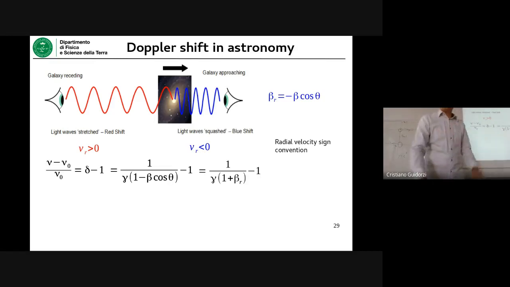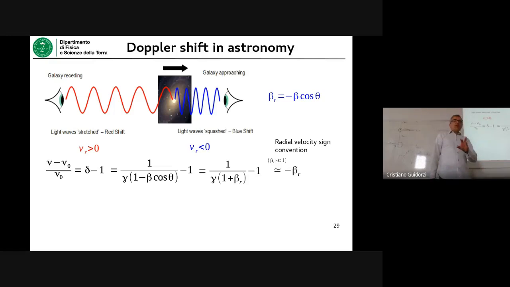It's interesting to consider, particularly when the motion of the source is not relativistic. Not relativistic means gamma, the Lorentz factor, essentially is 1, and beta is much smaller than 1. And if you expand the first term, gamma is 1. So 1 over 1 plus something small is 1 minus something small. Okay? Taylor expansion. So 1 minus beta r minus 1 gives minus beta r.